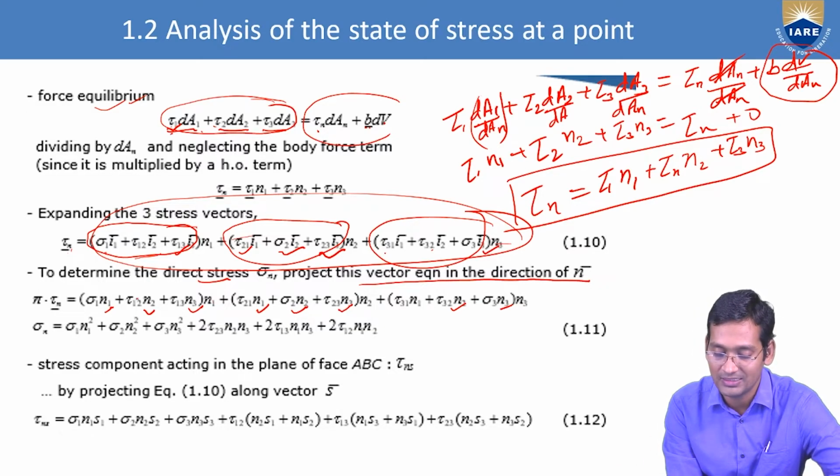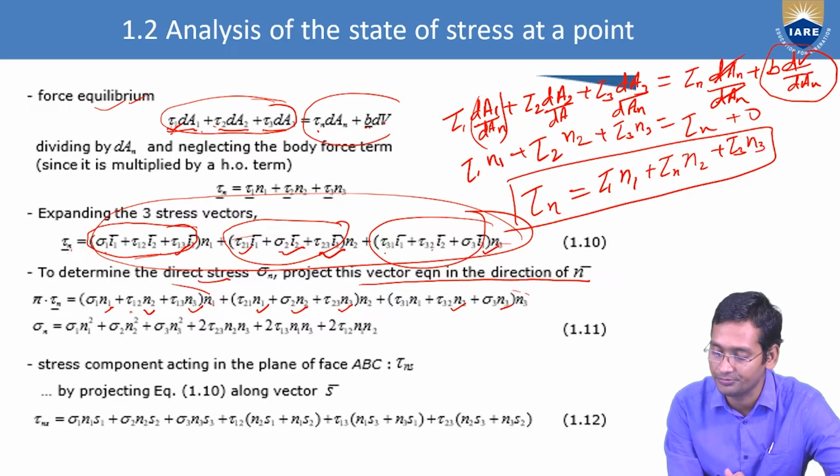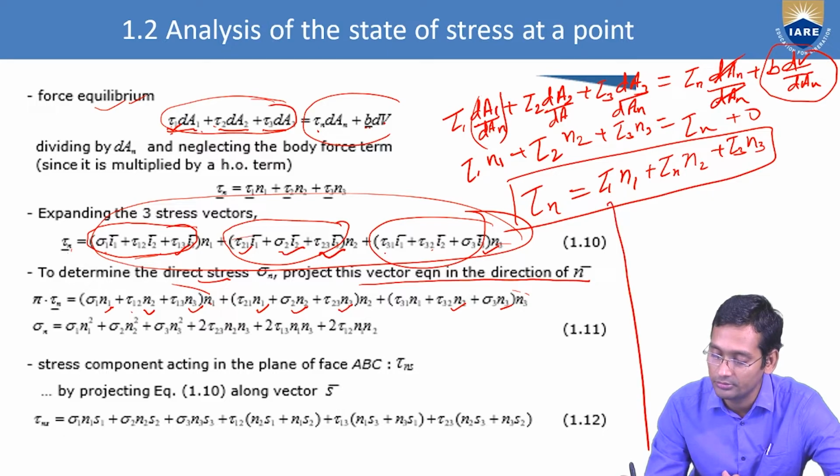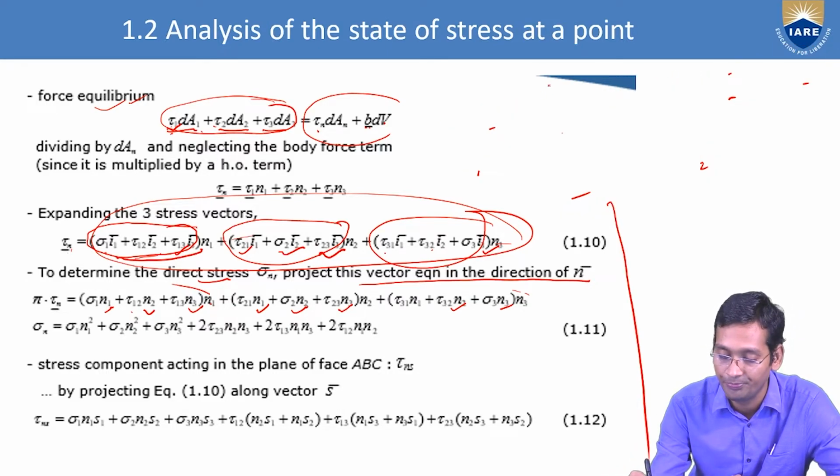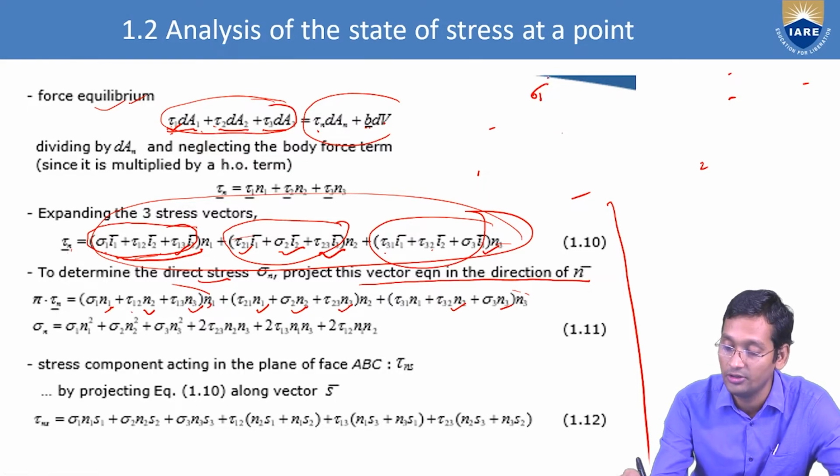Finally, what we will get? Just multiply with this one, to all the elements. So sigma 1 n1 square, then tau 12 n1 n2, tau 13 n1 n3. After multiplying this, that is just expanding the bracket, or let me expand. Let's first multiply with this n1 to all the terms. So what happened? First we will get sigma 1 n1 square, in this equation.